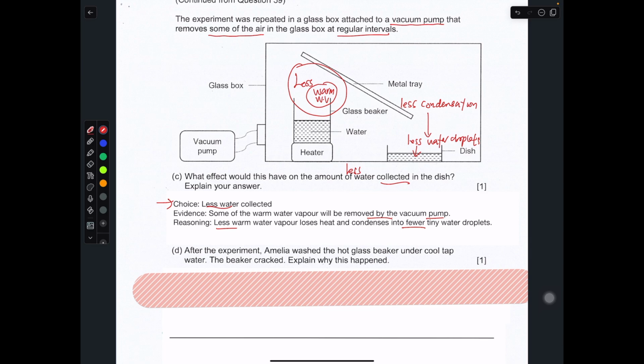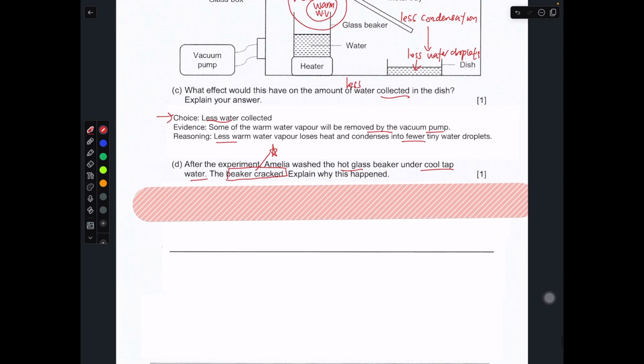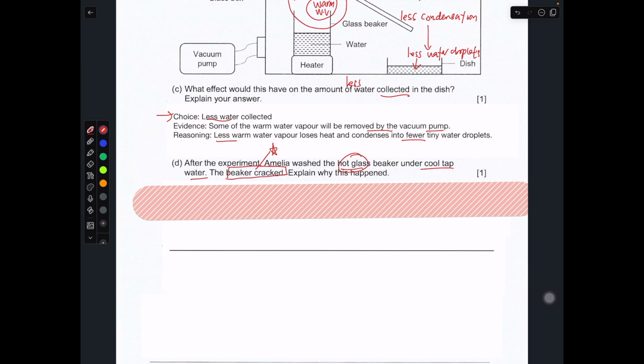After the experiment, Amelia washed the hot glass beaker under the cool tap. The beaker cracked. Okay. This one, it cracks, right? It is mainly due to the expansion and the contraction process. So when you wash the hot beaker under the cool tap, I suggest that it should probably be the outer layer of the glass that actually loses heat to the cool tap water. So when it loses heat, it will probably contract.